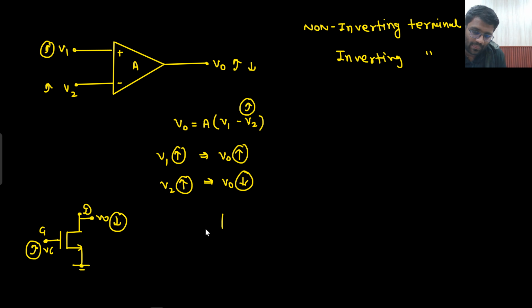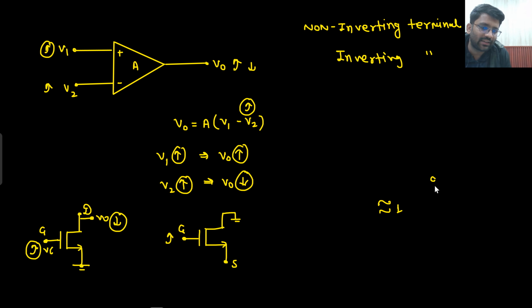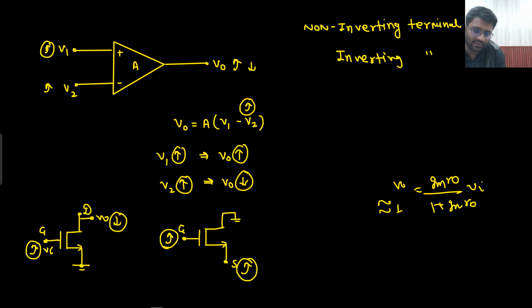Another one. This is your gate, this is your source, and drain is grounded this time. If this increases from here to here, what gain would you get? Sir, I don't know what gain I get. I nearly get gain equal to 1 only, or it is equal to gm ro upon 1 plus gm ro. But sir, here there is no phase shift. There is no 180-degree phase shift. There is no negative sign here. So if I increase Vin, then my Vo will also increase. That means if this node increases, then this node will increase.